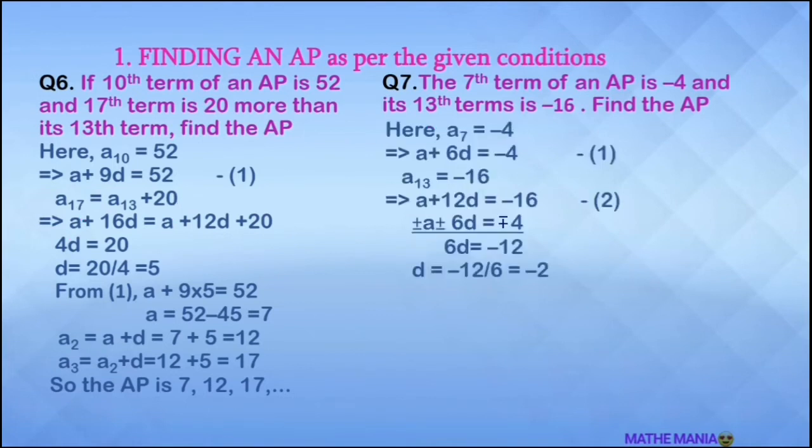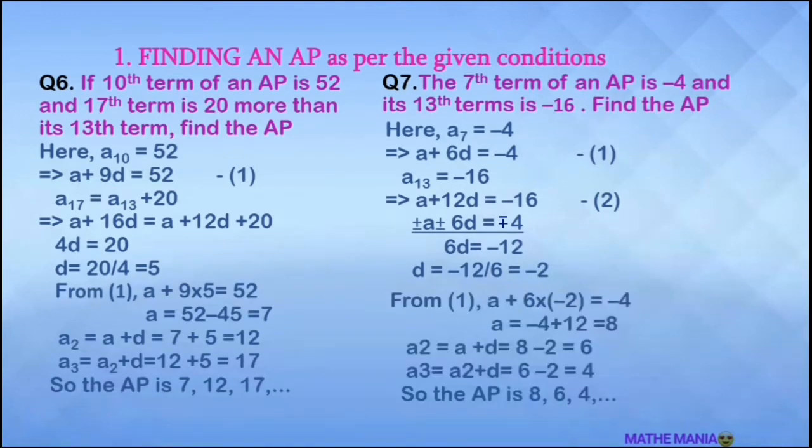So in this question, 7th term was minus 4, and so we get A plus 6D is equal to minus 4. 13th term was minus 16, so we got A plus 12D is equal to minus 16. And on solving these two linear equations, we get D is equal to minus 2 and A is equal to 8. And finally the AP is 8, 6, 4, and so on. I'm sure you all were able to solve this question. So every question can have a different condition, but the basic method of solving them is the same.